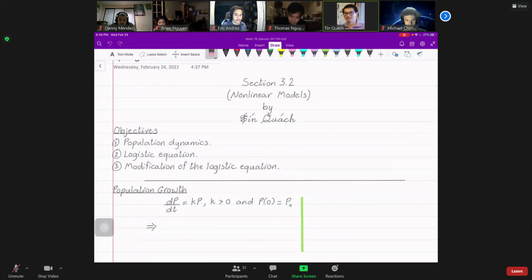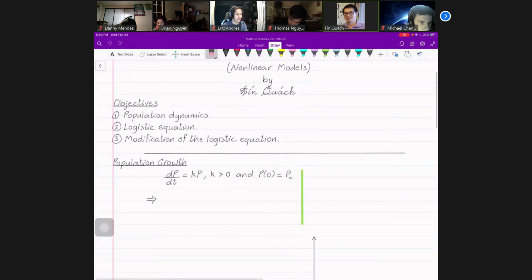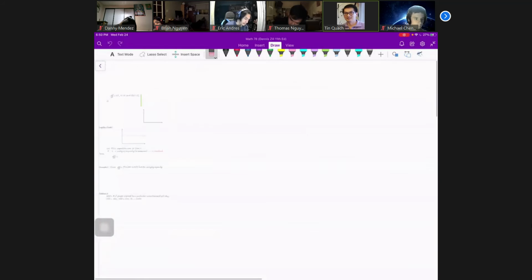But 3.2, we're going to talk about nonlinear models. But before we do that, let's review the population growth model. For the population growth model, we know the rate of change of the population is proportional to the population itself. So you have that.